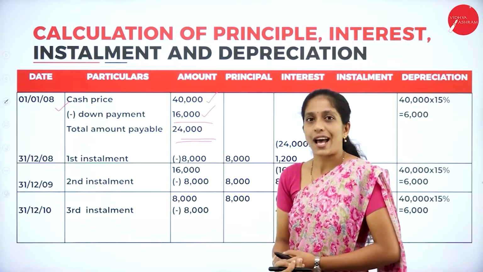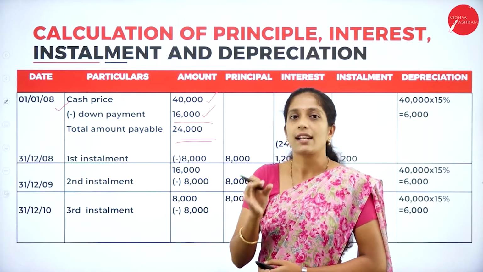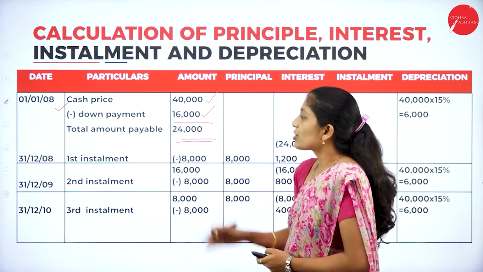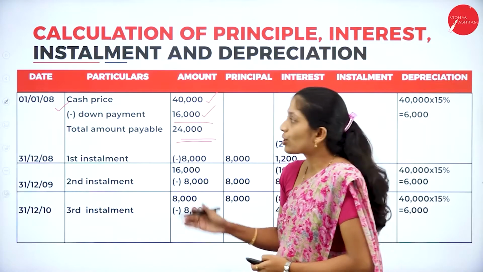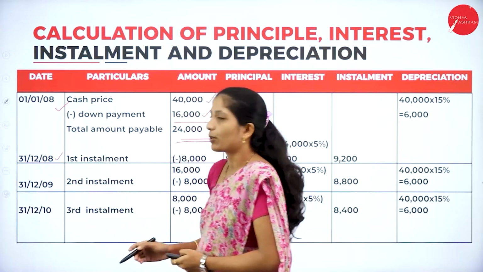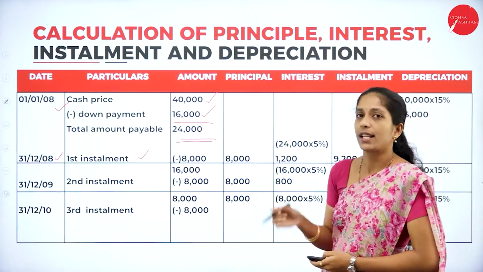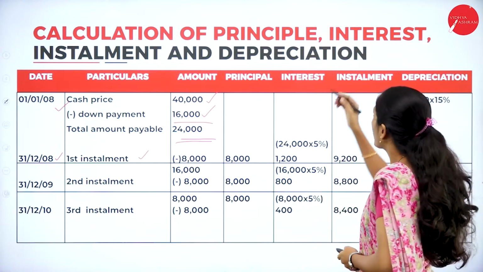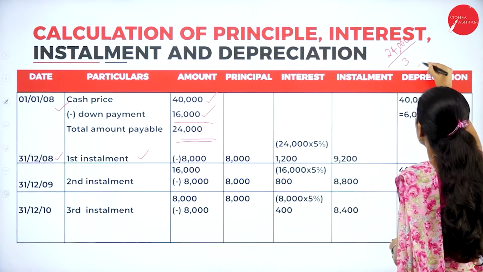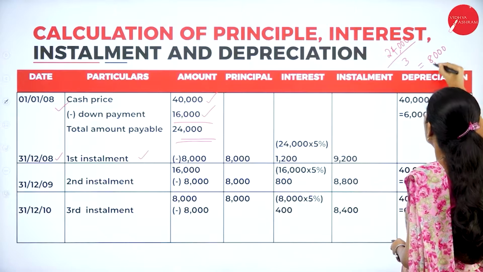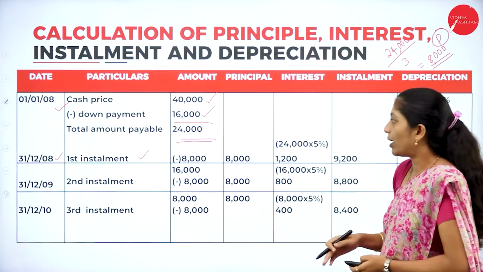And this 24,000 has to be paid in the form of equal installments where each installment should contain 8,000 rupees. Right? This installment is being paid at the end of that particular year. So, end of 2008 is 31/12/2008. So, we are making the first installment. This 24,000 has to be divided into 3. So, 24,000 divided by 3, how much will you get? You will get 8,000 each. So, we know the principal amount. This 8,000 is what? This is the principal amount.